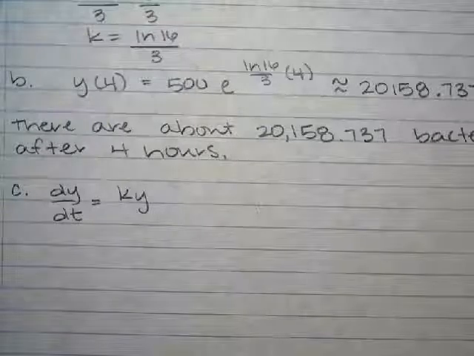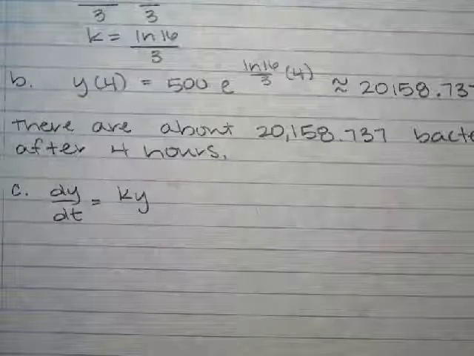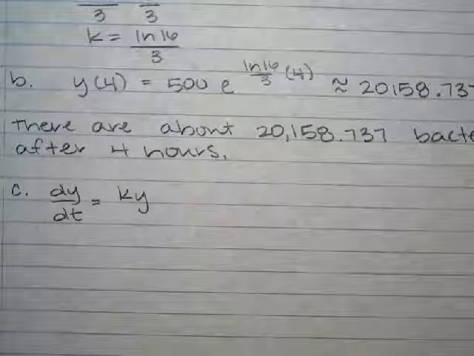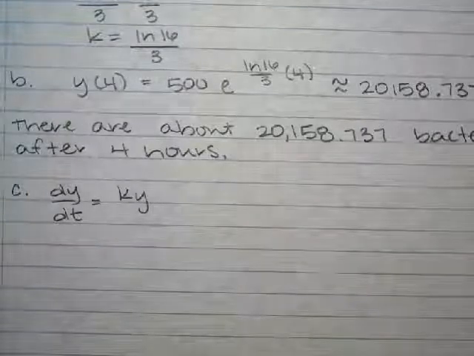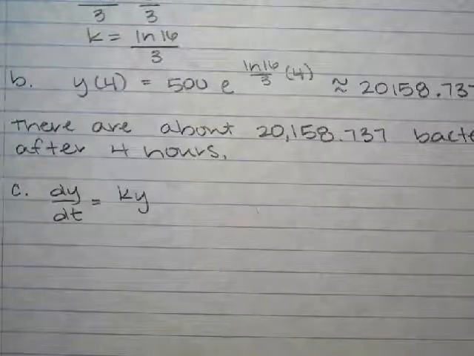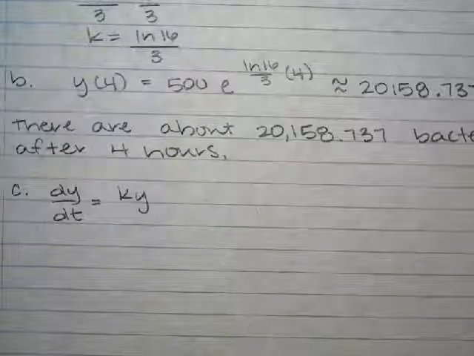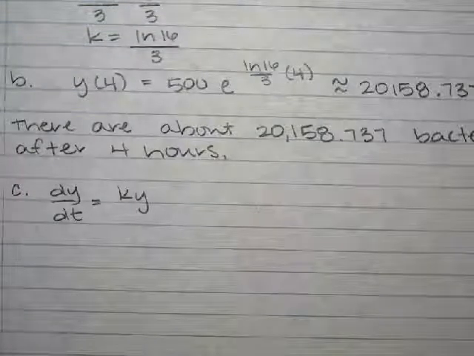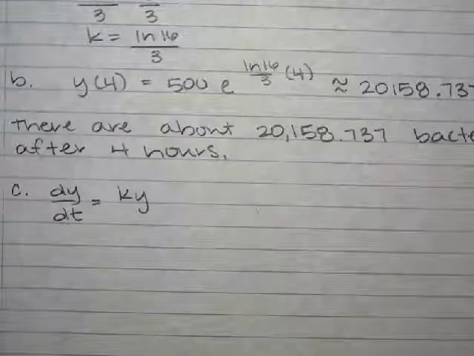So dy/dt is going to be the rate of change of the population over time. If y is the population, then dy/dt is the change of the population over time. Does that make sense? Or the change of the population at a specific time. So when they say in part C, find the rate of growth after 4 hours, they're asking at a specific time, which is why it's not just k. They're asking at 4 hours.